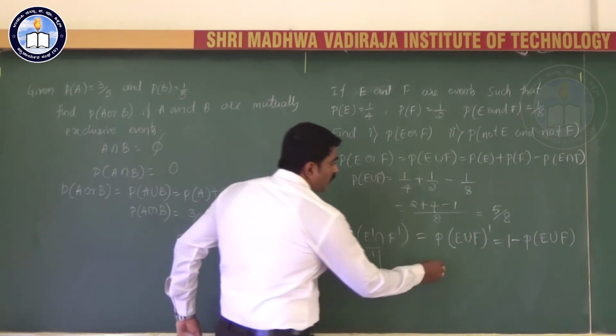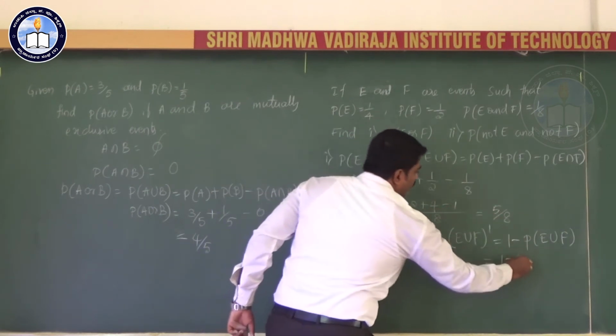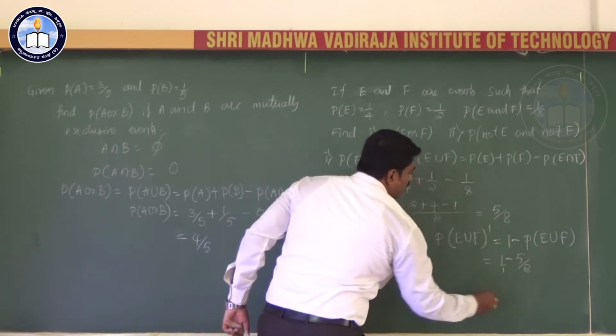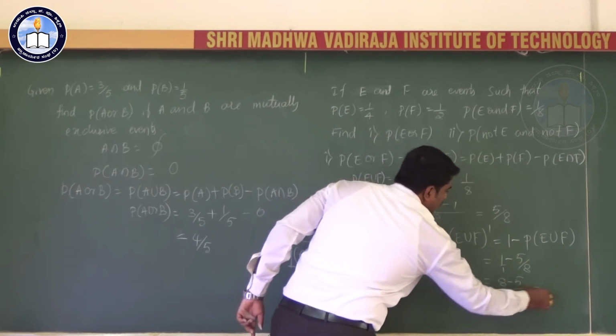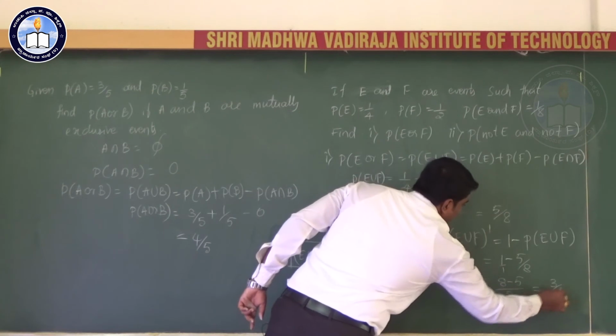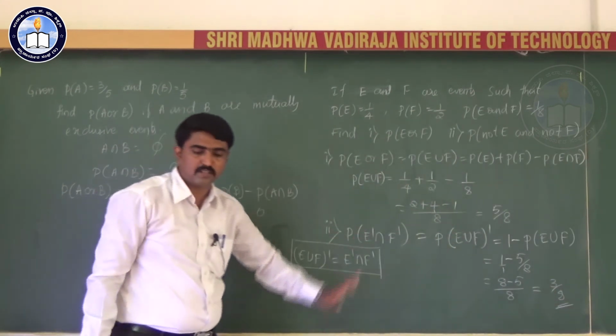We just found the probability of E union F, that is 5 by 8. So take the LCM: 8 minus 5 by 8, that is 8 minus 5 is 3, so 3 by 8. This is a very, very important question. Most of the time it has come in the main exam.